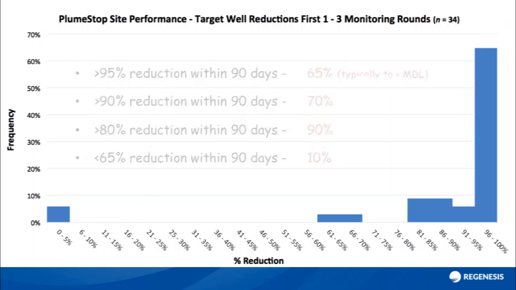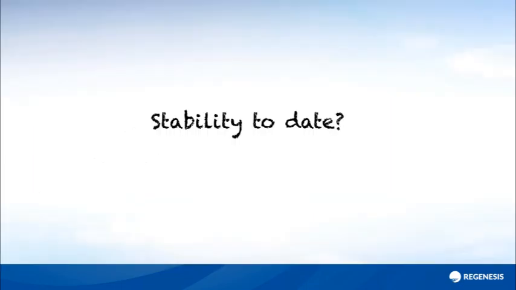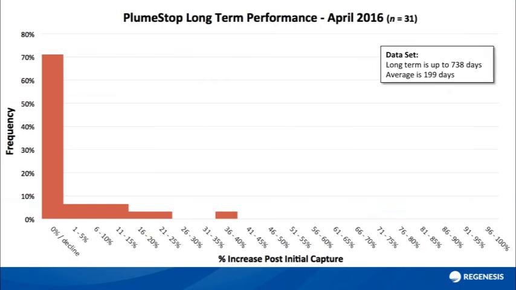So what about the stability? Knocking concentrations down can be done. What about rebound? What's happening over time? Well, we looked at these, the data sets from the corollary. These are really the opposite of what we were looking at before. Here we're looking at all of the data of the sites. The average period of time we're looking at here is about 200 days. The longest term one is about 738 days.